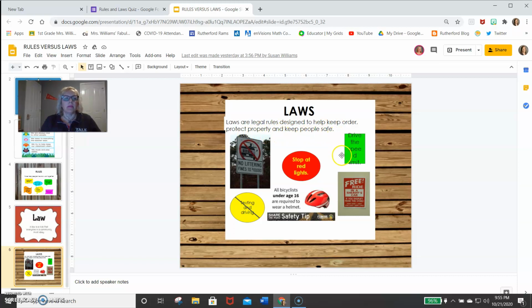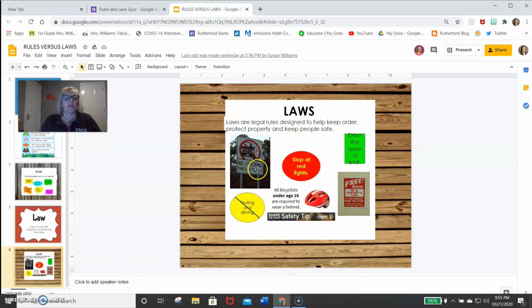So drive the speed limit. If you don't, you'll have a consequence or a ticket. And if you get too many, you might have to go to court and appear before a judge and have an even bigger consequence. So this one says free ride in the sheriff's car if you steal. So no shoplifting. If you steal something, you could be in trouble with the law, or the policeman would have to talk to you about that. Stop at red lights or you can get a ticket. If you get too many, then you could get your license taken away and have that consequence of not being able to drive when you're older.